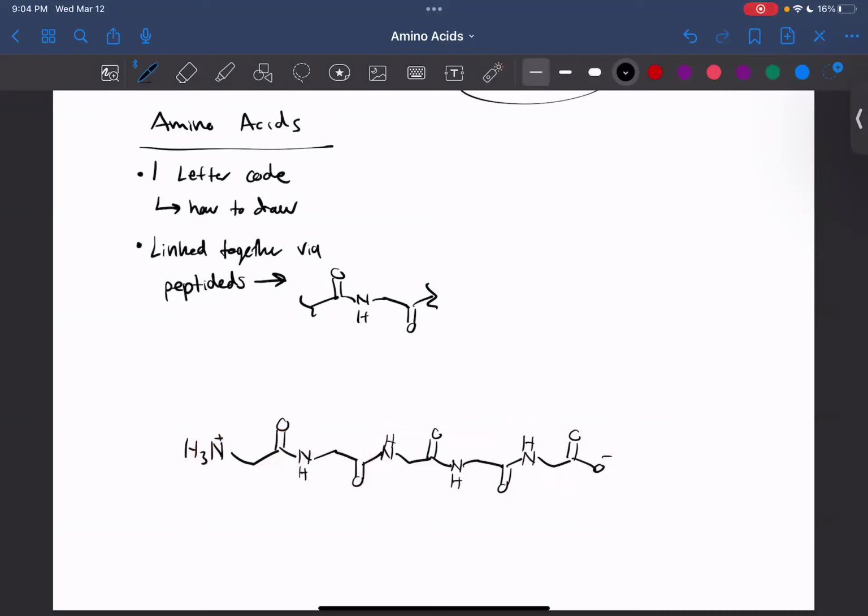Okay, and from this sequence, it's 1, 2, 3, 4, 5. So this is a very simple peptide that I just made up. The left one is going to be your N terminus, and this right one is going to be the C terminus. Okay, so let's build it together.